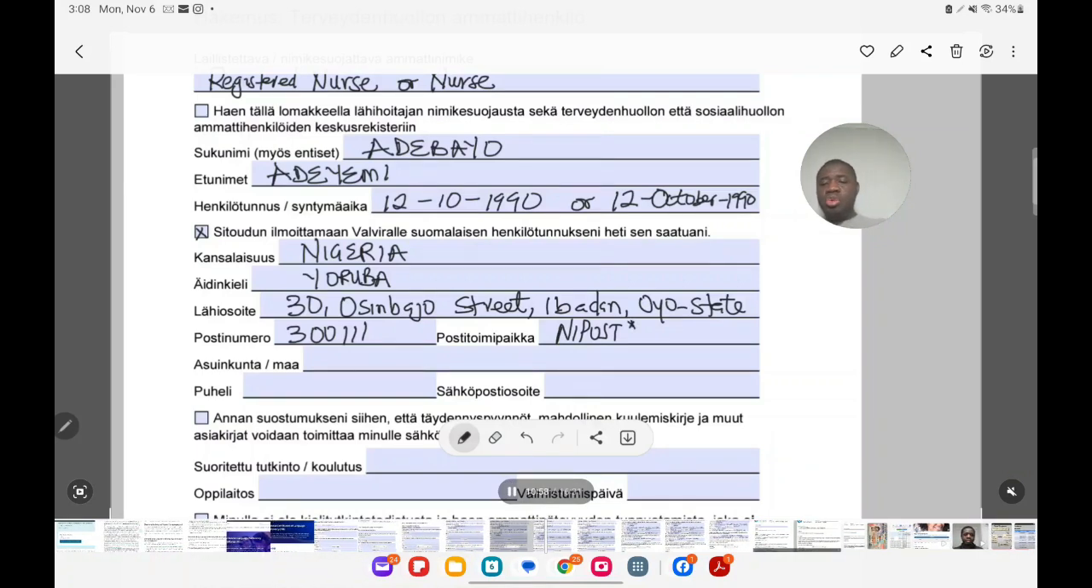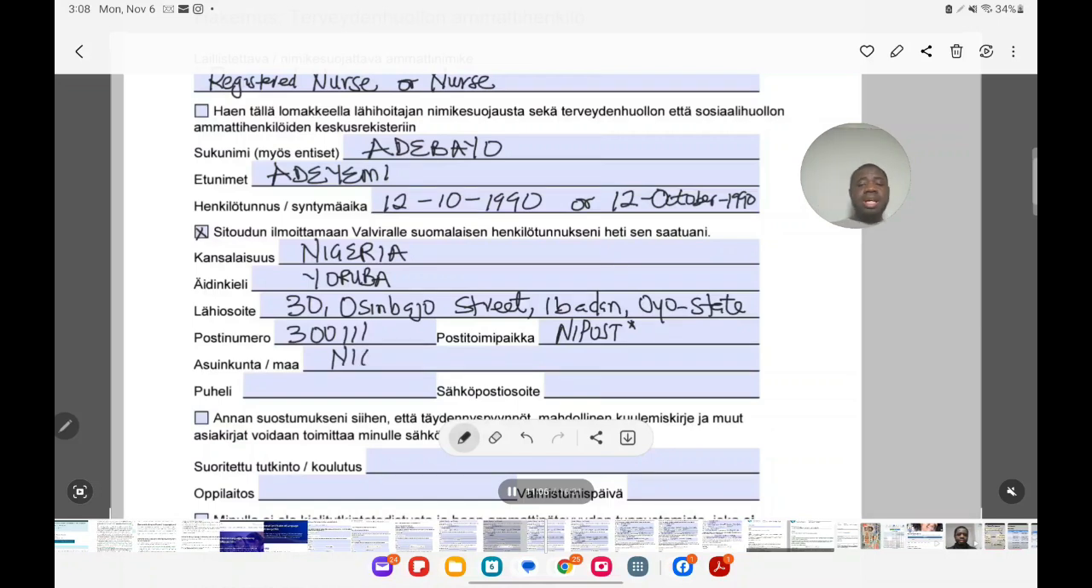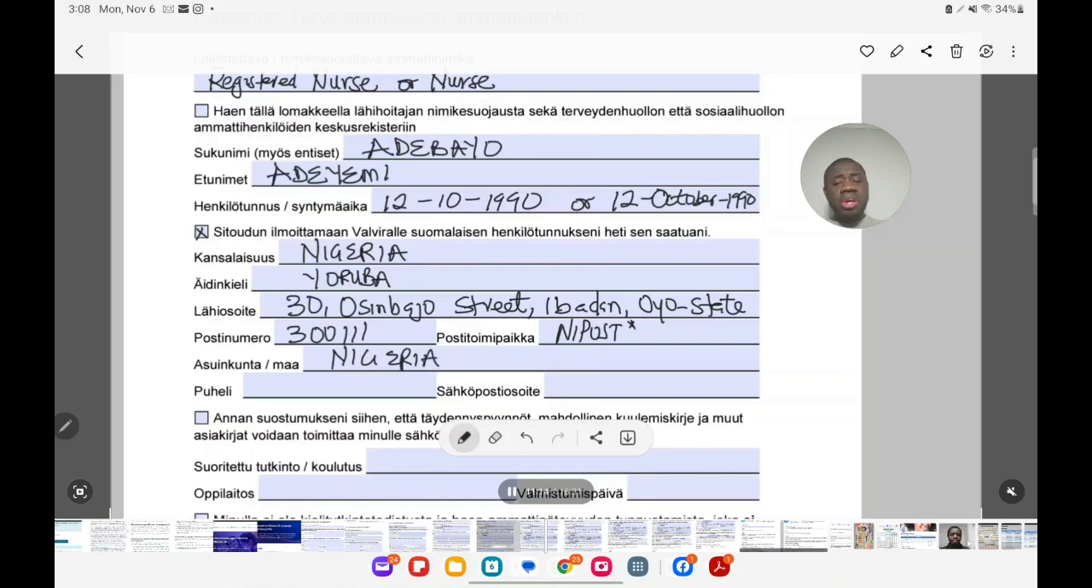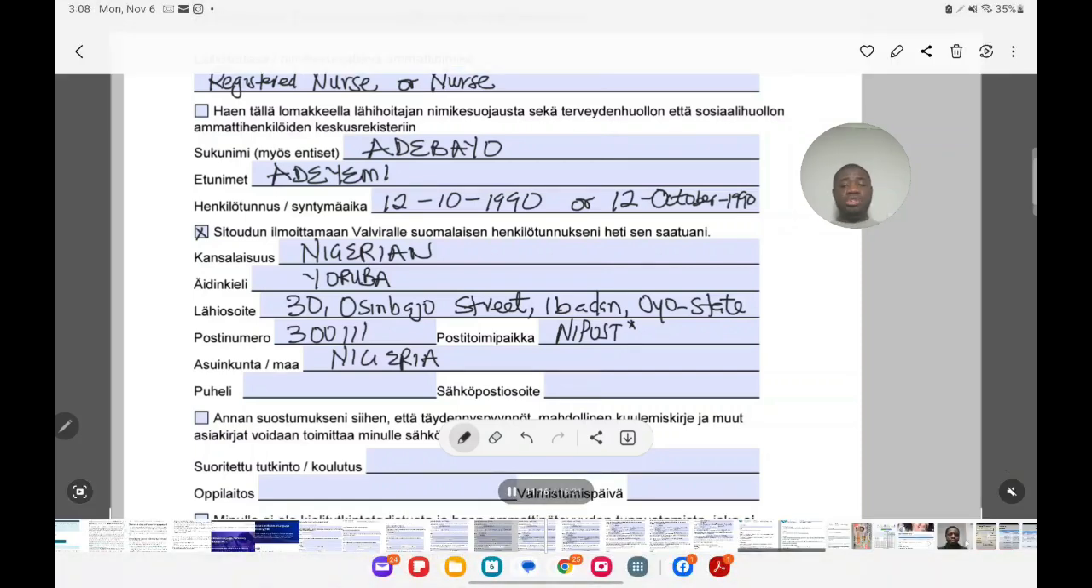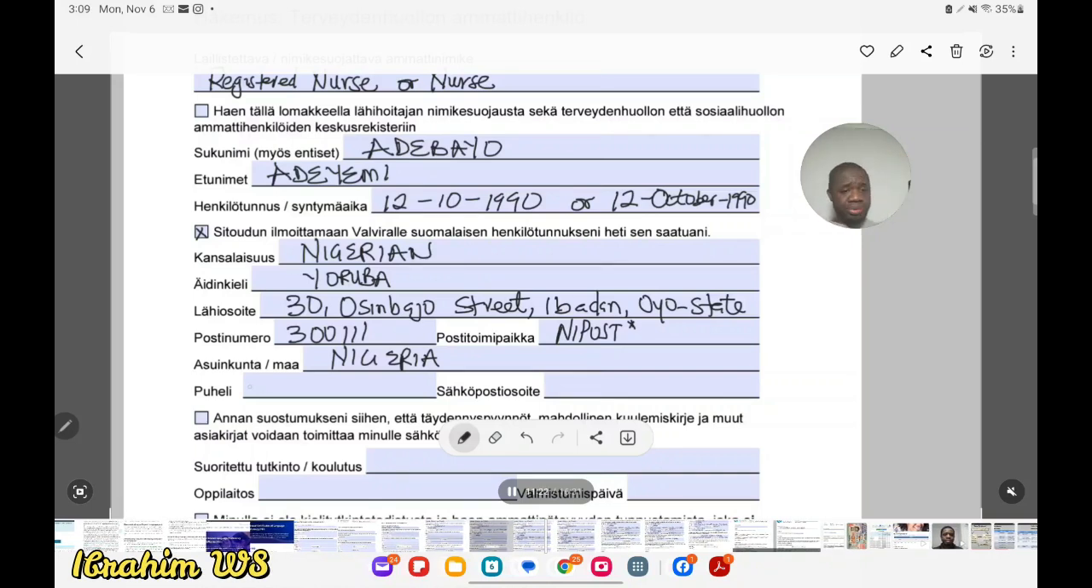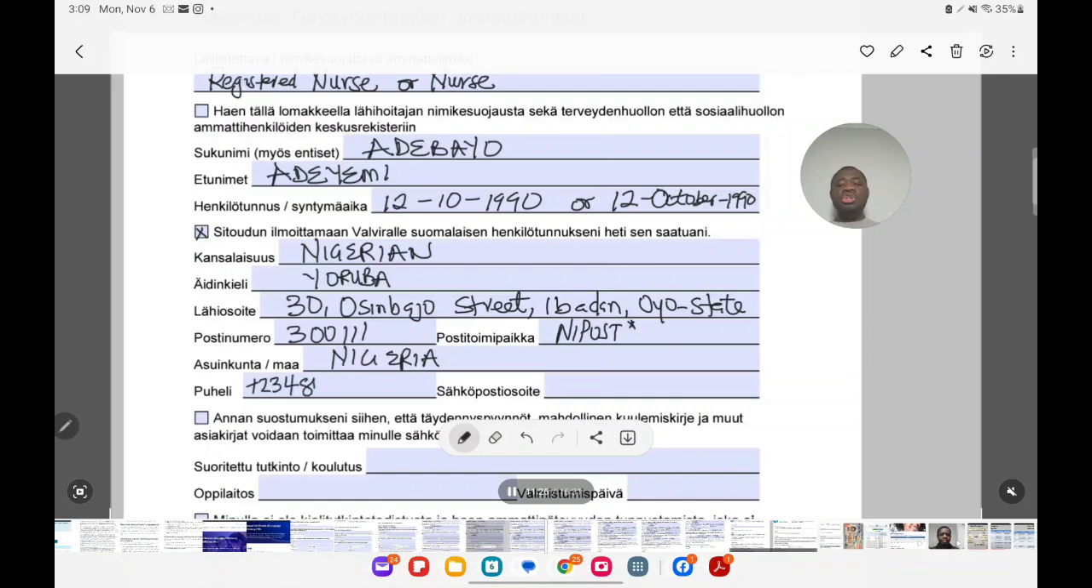So Asuinkunta. Let me see what that means. Asuinkunta, so it's asking about your country, that is Nigeria. For information, I made a mistake. The Kansalaisuus is referring to your citizenship, your country of birth. So Nigerian, yeah, not Nigeria. So now Asuinkunta is referring to your country of residence, while Kansalaisuus is your citizenship, where you were born. So you are a Nigerian, so write Nigerian.